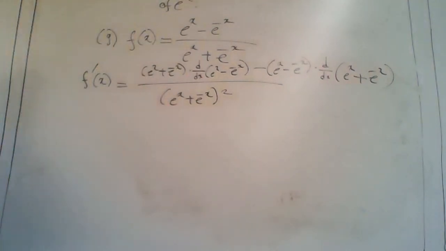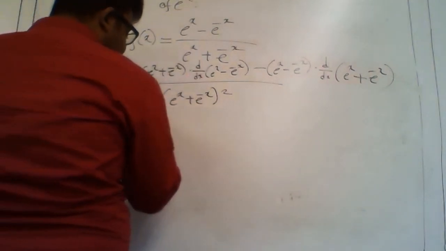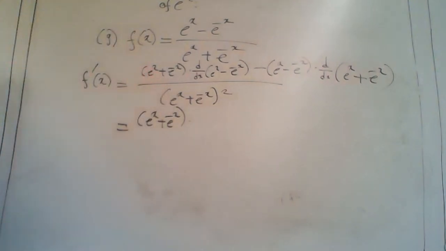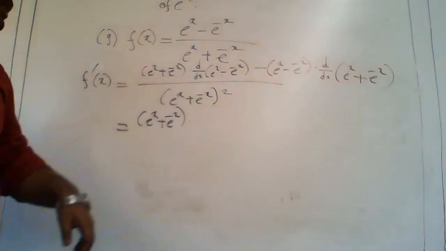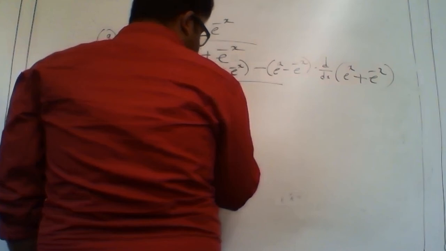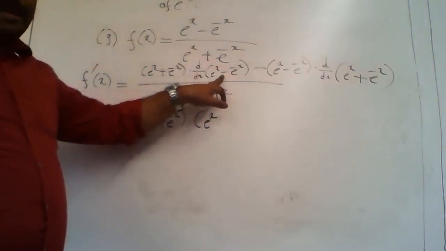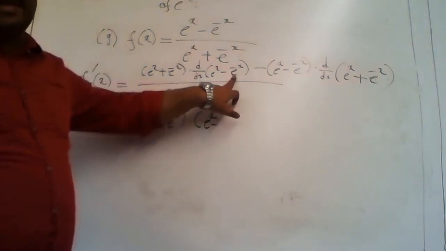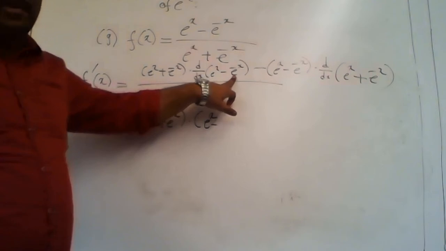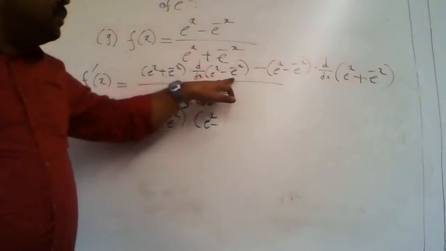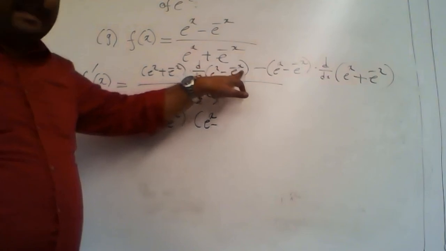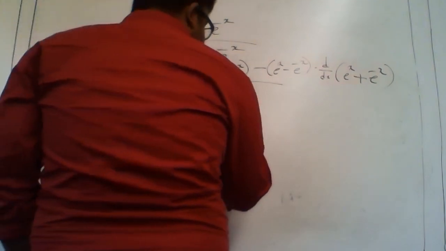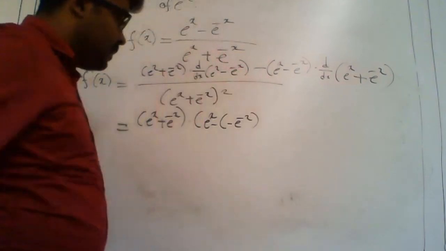Right? So this is equal to (e to the power x plus e to the power minus x) times d/dx of (e to the power x plus e to the power minus x). So by the chain rule, this will be e to the power x. Now, see, here I have a minus. Now, d/dx of e to the power minus x. What is the derivative of e to the power x? It is e to the power x. So by the chain rule, it will be e to the power minus x times the derivative of minus x, which is minus 1. So it should be minus e to the power minus x. This step is important.